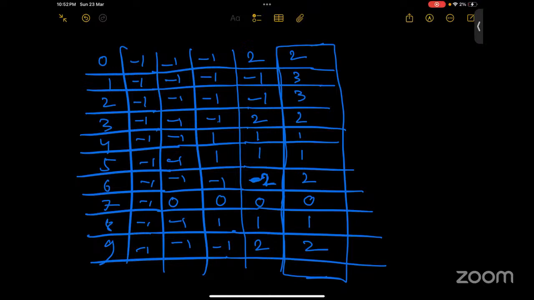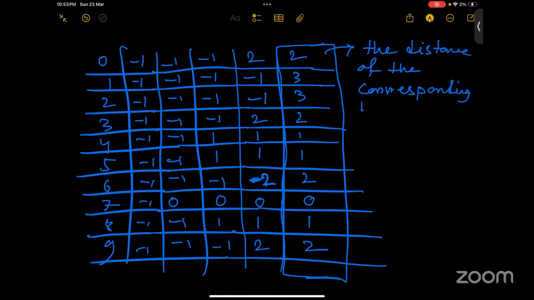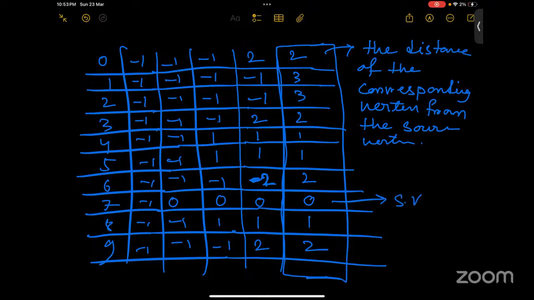It is basically the distance of the corresponding vertex from the source vertex. Okay, that means what is our source vertex here? 0 means 7, right? Yes. This is our source vertex. So the distance of 4, 5 and 8 is 1.